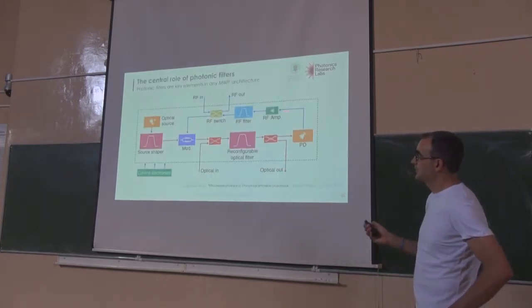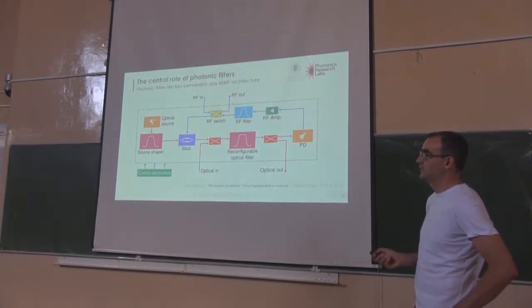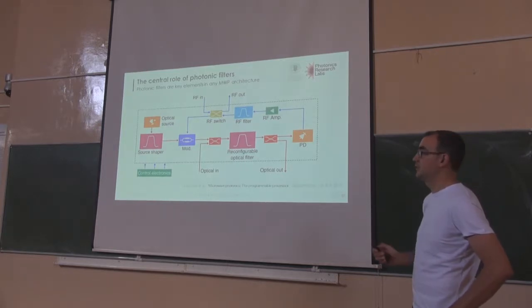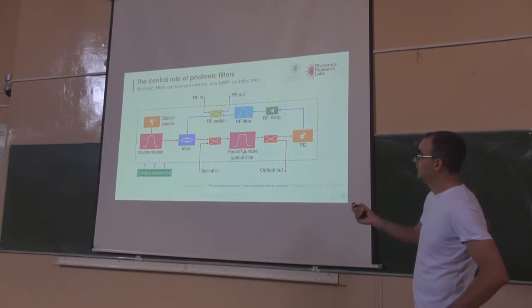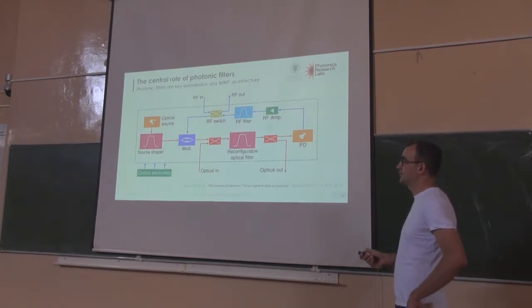This is the generic scheme that represents a microwave photonic system and that can be put on a chip. We saw this yesterday, but just to review and for those that were not present yesterday: optical source, that can be a laser, broadband source, etc., source shaper, modulator, coupler to have optical control of what's going inside your system, a reconfigurable filter, optical out of your system maybe, detector, and then all the electronics associated, plus control electronics.